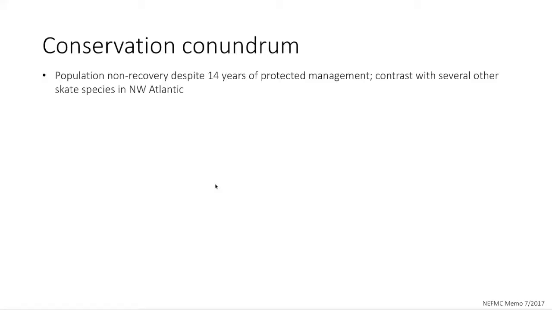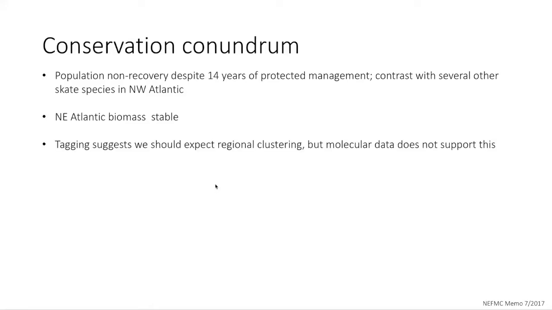The population hasn't recovered in the Northwest Atlantic, in the Gulf of Maine, despite 14 years of protected management. And this is in stark contrast to the other skate species in the Northwest Atlantic, specifically the barndoor skate, which is doing reasonably well. By contrast, on the other side of the Atlantic, the Northeast Atlantic biomass seems to be stable. There is some suggestion very recently that this is changing a little bit, but over the period that we've looked at, it seems to be pretty stable. The tagging suggests that we should expect regional clustering, but the molecular data doesn't support this, at least the molecular data that's been collected so far, largely by Arve.